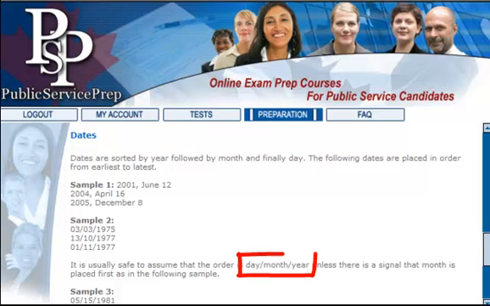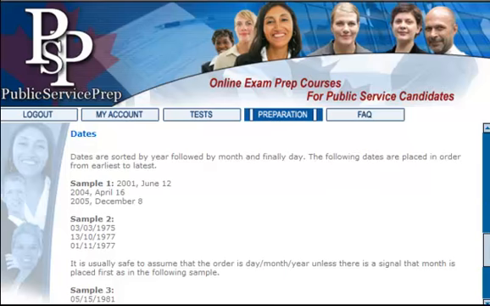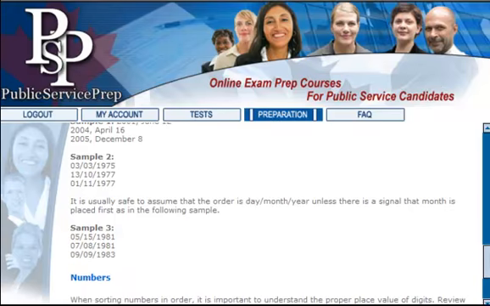It's usually safe to assume that the order is day, month, year, unless there's a signal that the month is placed first, as in the following example. So usually the format is day, month, year, as indicated here. But every now and then, just be very careful, because if there's some sort of indication that the months are actually listed first, then you have to pay close attention to it.